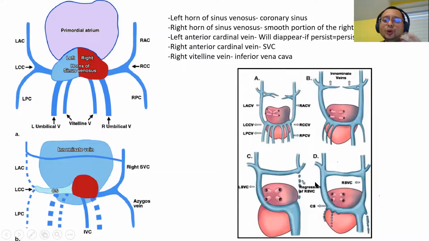All right. If you have a left superior vena cava, you can have both superior vena cavae not connecting to each other, or you can have both connecting to each other via the innominate vein here. Why is it important to understand persistent left superior vena cava? Because unroofed coronary sinus is almost invariably associated with persistent left superior vena cava.